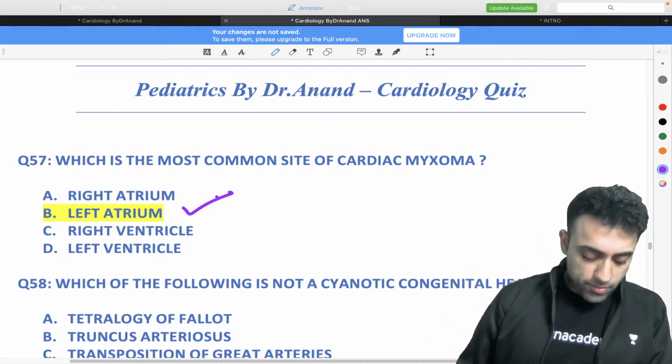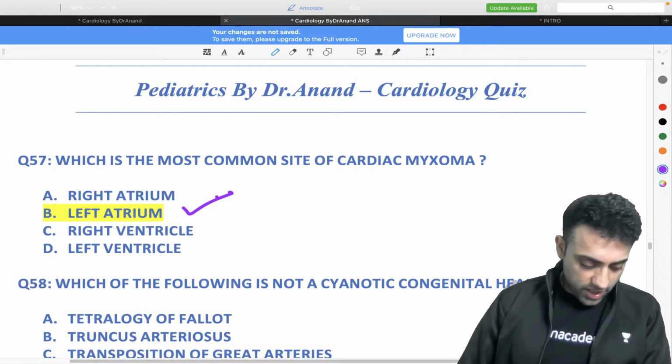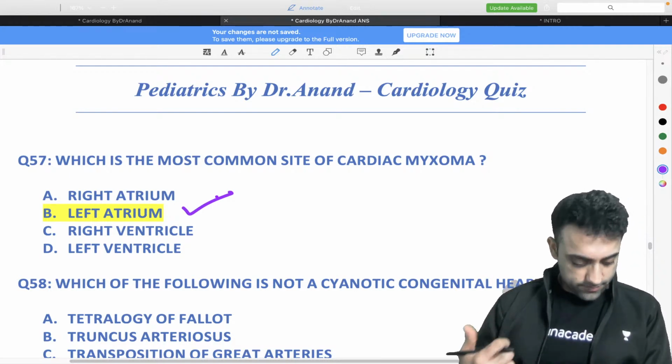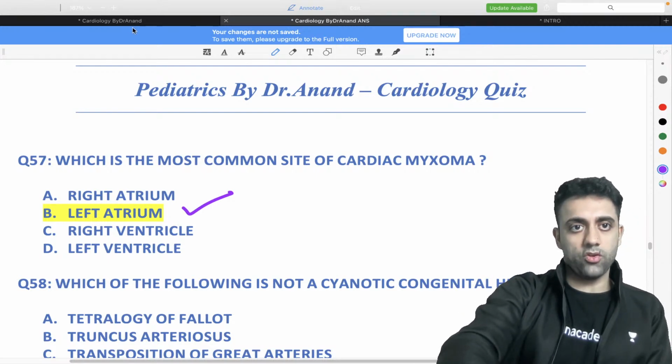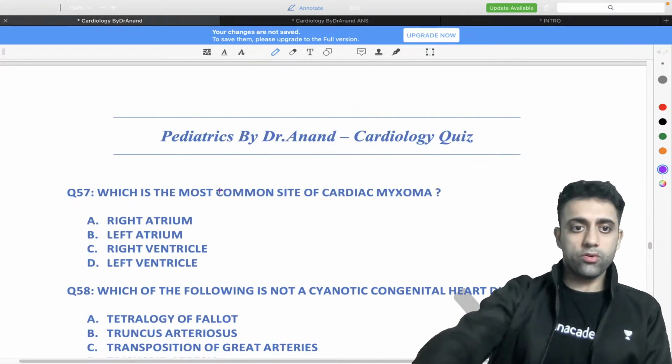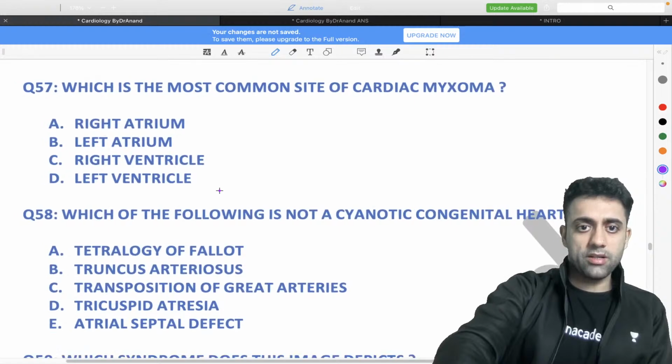The most common site of cardiac myxoma is nothing but the left atrium. People who have told the right answer are Sarika, Tanu, Hamid, Dr. Basant. And Tanu told first B, then she told A. Okay, fine, no problem. Please update in your notes, my dear friends. Question number 58.